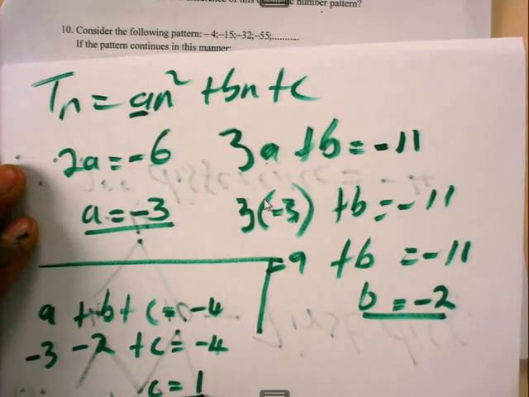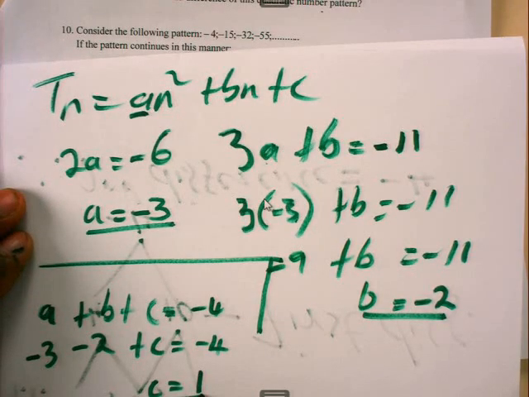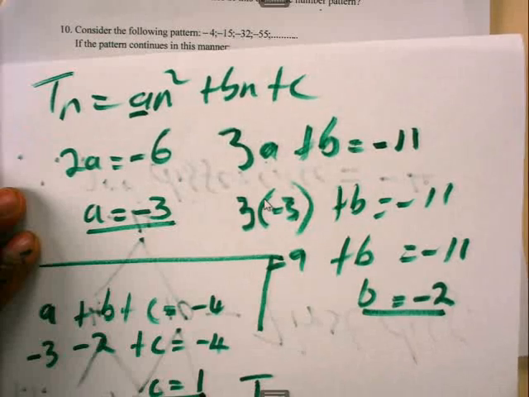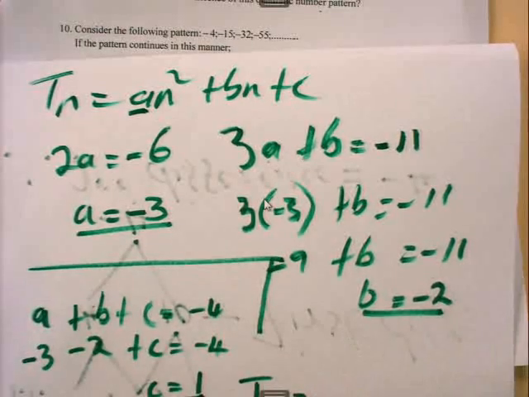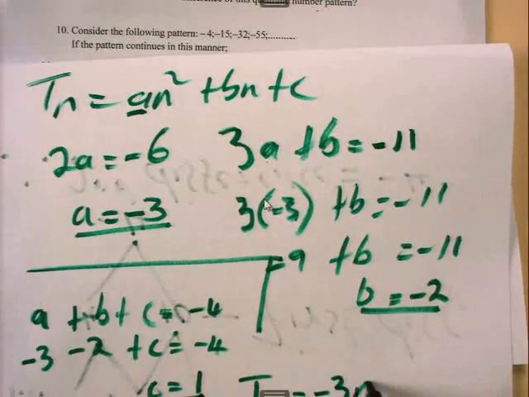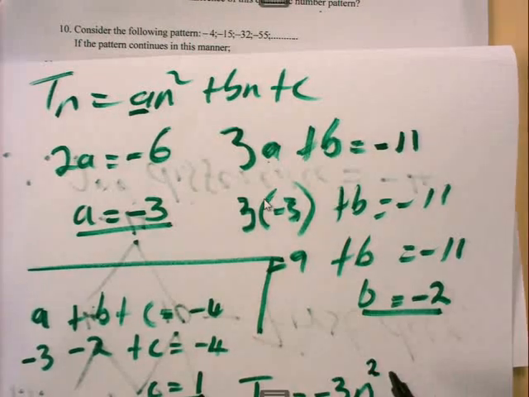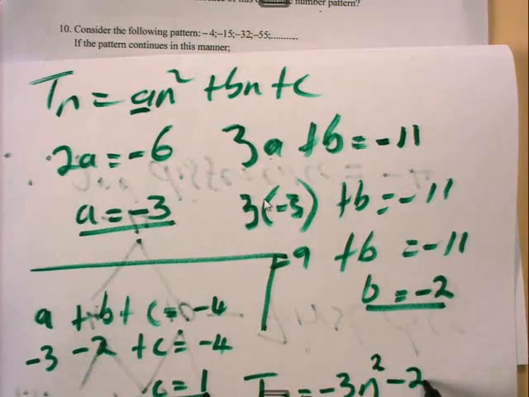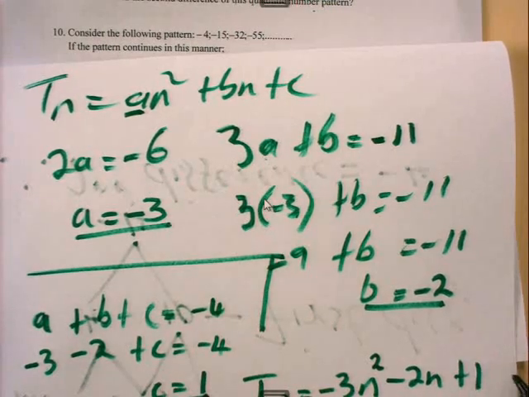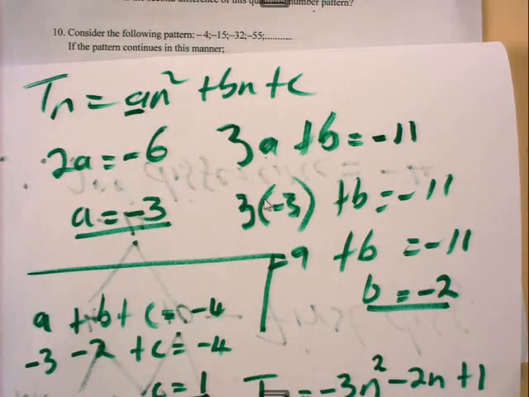What does that mean? It means our nth term, in this case Tn, is going to be -3n squared -2n plus 1. That will be our general term, -3n squared -2n plus 1.